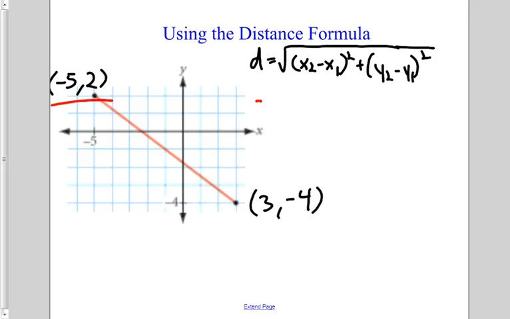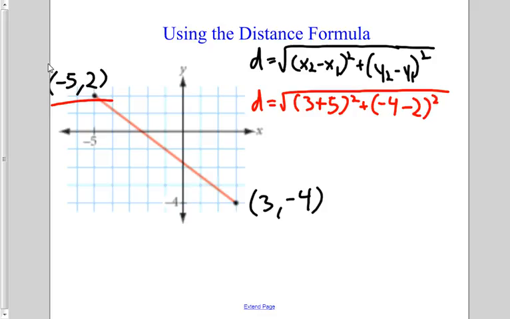So we'll have our d here equals the square root of, well, x2 is 3, minus x1, so minus -5, which is plus 5, squared. And to that, we will add y2, -4, minus y1, which is 2. Square all of that.